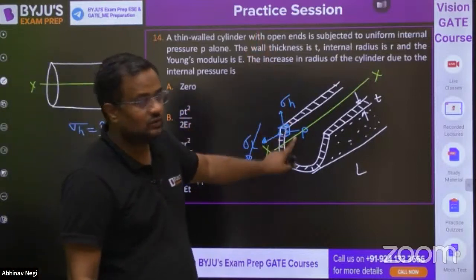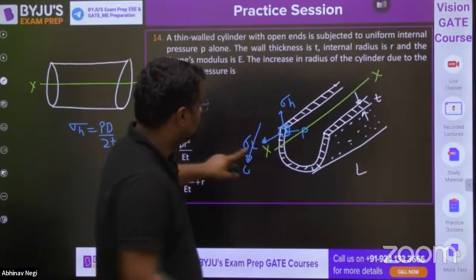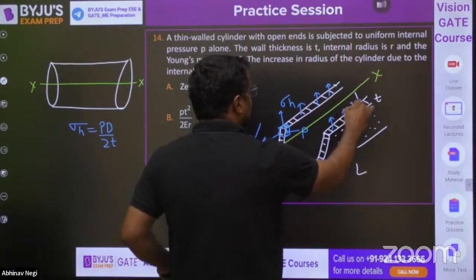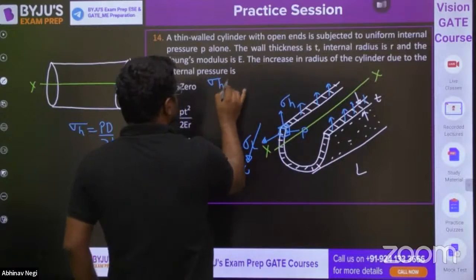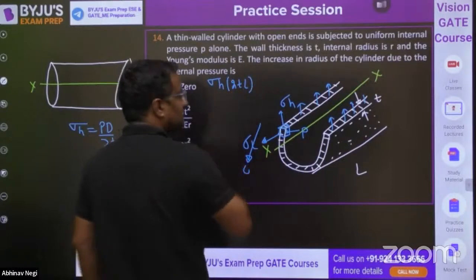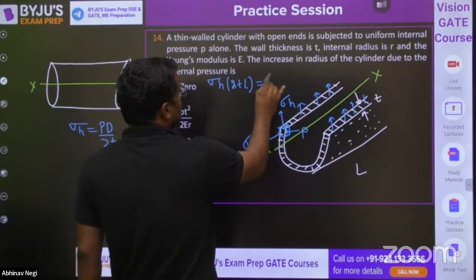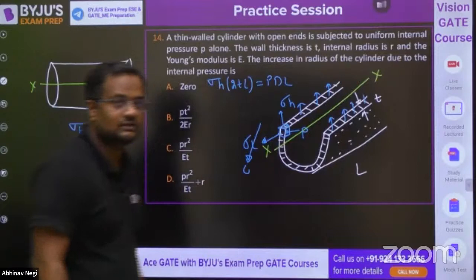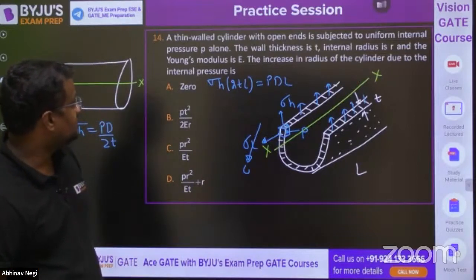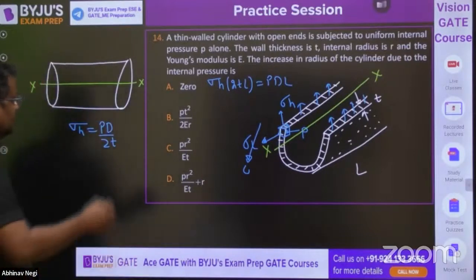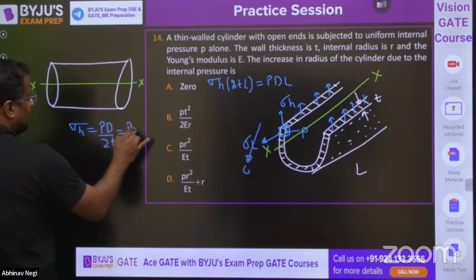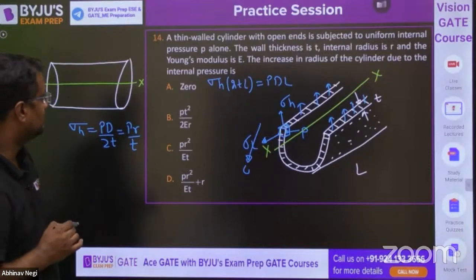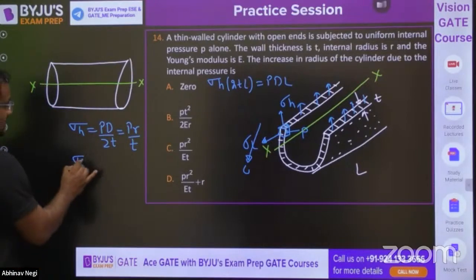So sigma H is equal to PD by 2T, by equating the force in the y direction. Sigma H into T is acting here, in all these. Sigma H into T into L and sigma H into T into L, so total is sigma H into 2T into L. The downward force is P into D into L, diameter into L, the projected area. So from here, sigma H is equal to PD by 2T. In terms of R, it is PR by T. The increase in radius of the cylinder. Now, here sigma L will be equal to 0.